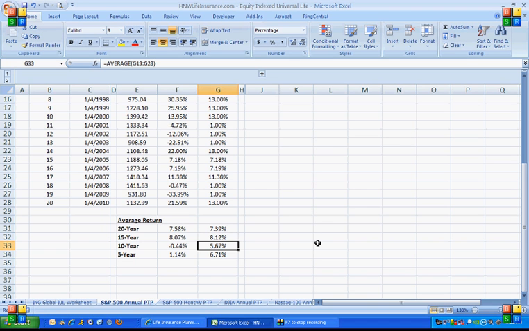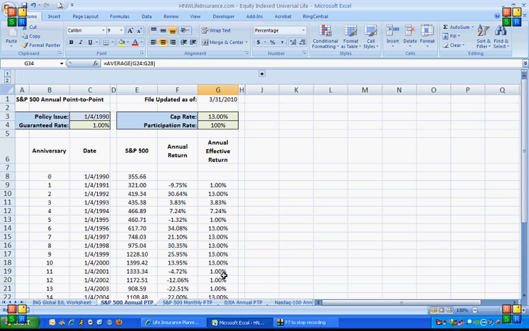But where this gets interesting is over the last 10 and 5-year averages. Over the last 10 years, the S&P 500 has performed negatively by almost half a point. Well, using our equity index strategy, the client would have had approximately 5.7% rate of return. And again, that's because we have the floor that's helped us minimize our downside risk and capture the upside growth to a degree. Now, over the last 5 years, the S&P has averaged 1.14%, but under the equity index strategy, it's averaged 6.7%. So this is a really nice product.